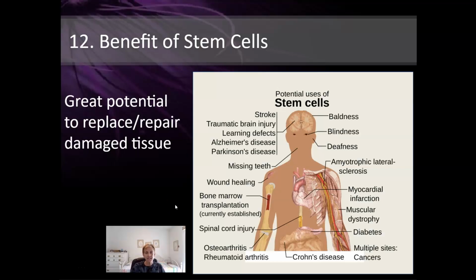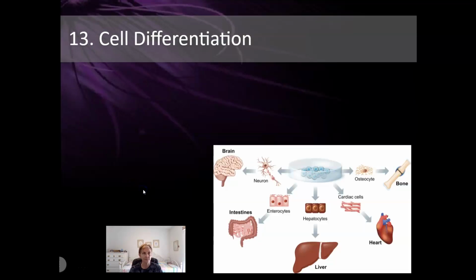So we can use stem cells to treat all kinds of defects or damages, and we pointed out a bunch of these examples. Here's some common ones: diabetes, arthritis, brain injuries, and wound healing. Those are probably some of the more common ones.